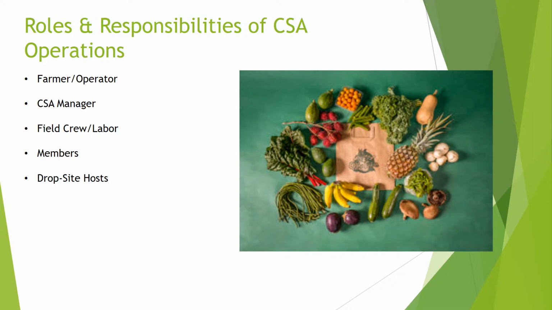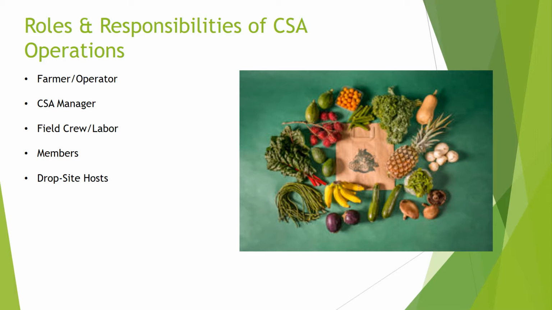Let's talk a little bit about the roles and responsibilities of operating a CSA. All right, so regardless of the type of CSA program or the variation, you need to have your farmer operators. So these are the individuals that are managing agricultural production systems. So they're doing the crop planning, managing the work crew, equipment. They're engaging in day-to-day field activities.